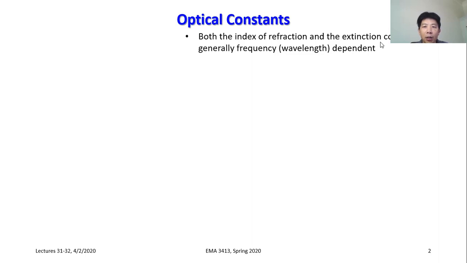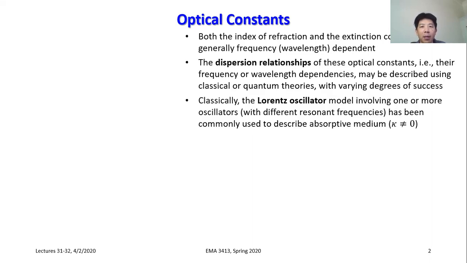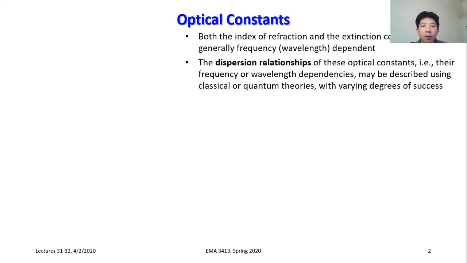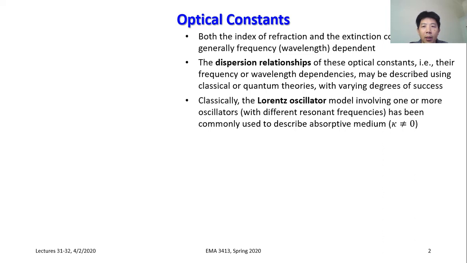Now in general, both these two quantities are frequency dependent, or basically wavelength dependent. They depend on the wavelength of the light. So if you plot these constants N and K as a function of the wavelength, you can get the so-called dispersion relationship. You can also say this is a spectrum.